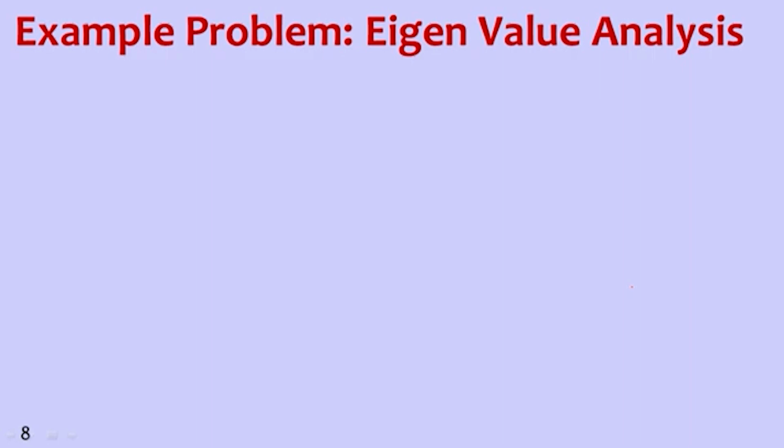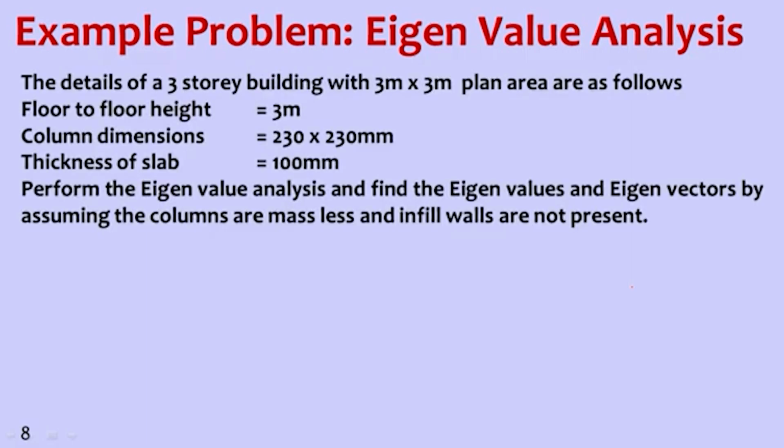Now let us use this and solve one example problem for understanding multi-degree of freedom systems in a proper manner. Let us take a regular structure. The details are a 3-story building with 3 meter by 3 meter plan area. The properties are as follows: floor to floor height is 3 meters, column dimensions 230 by 230 mm, and thickness of slab 100 mm. Perform eigenvalue analysis and find the eigenvalues and eigenvectors by assuming the columns are massless and infill walls are not present. We are taking these assumptions for simplifying the problem.